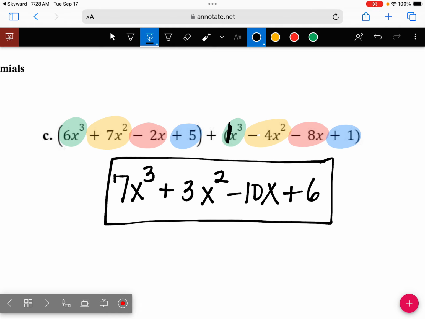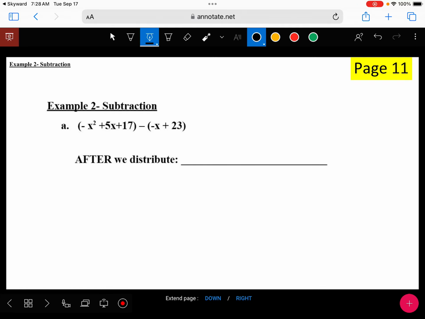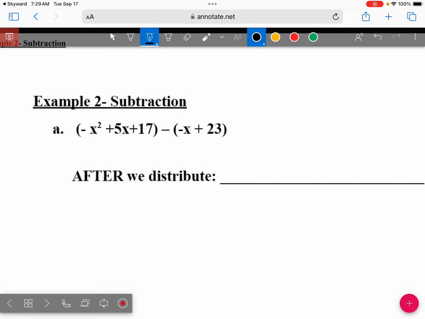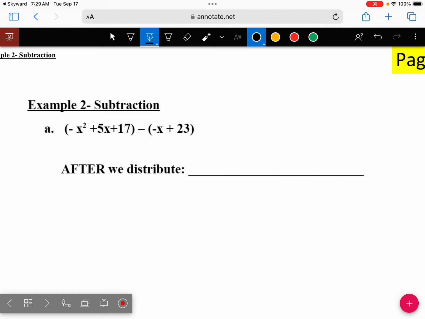All right. Now let's talk about subtraction. When it's subtraction, we have to do a rewrite. So I'm going to write this again. I'm not going to change anything in this first parentheses. I'm just going to rewrite it on the line. Negative x squared plus 5x plus 17.